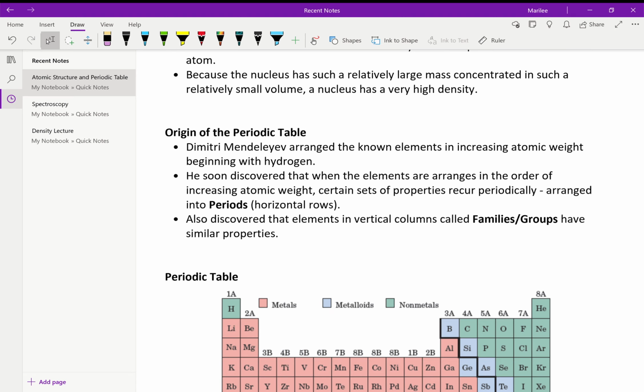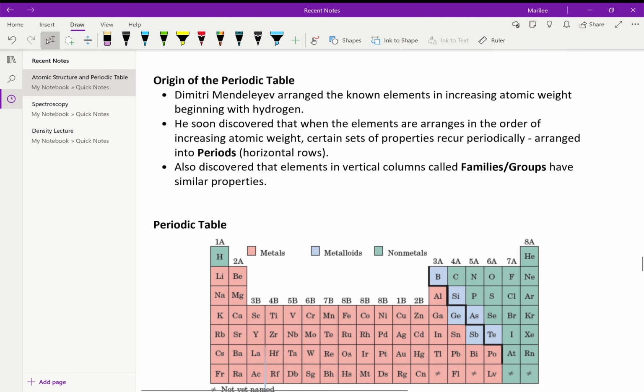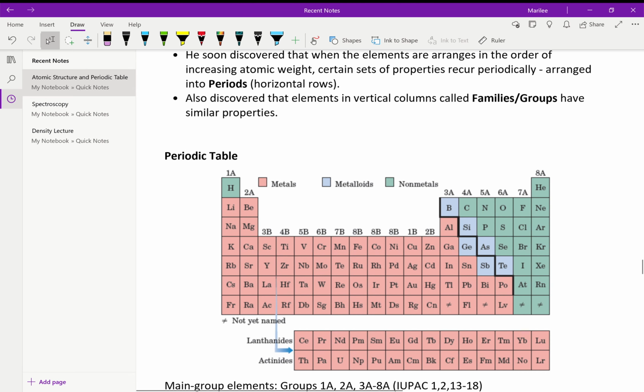Let's go over the origin of the periodic table. A guy named Dmitri Mendeleev arranged the known elements in increasing atomic weight, beginning with hydrogen. When he arranged this, he discovered that when the elements are arranged in the order of increasing atomic weight, certain sets of properties recur periodically, then arranged into periods. So those are your horizontal rows. And then he discovered later on that the vertical columns, which are called families or groups, also have similar properties.